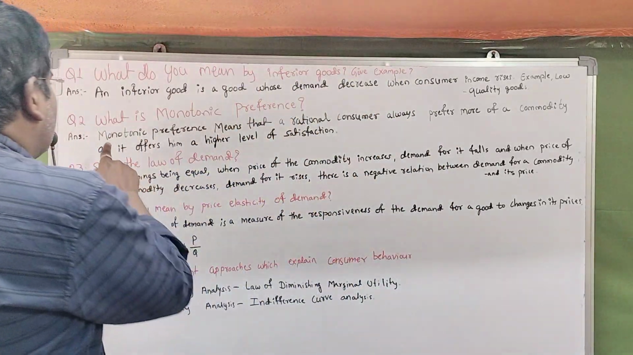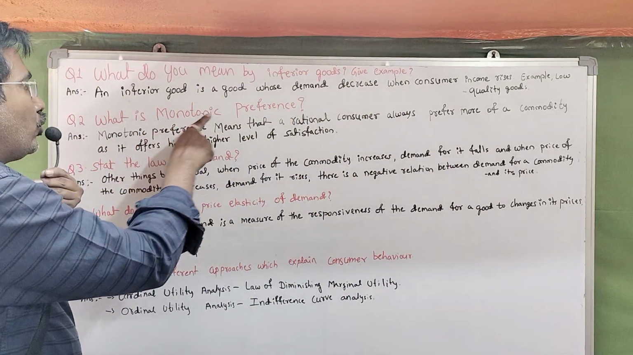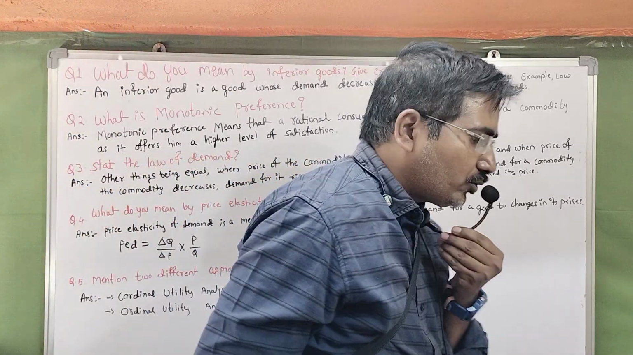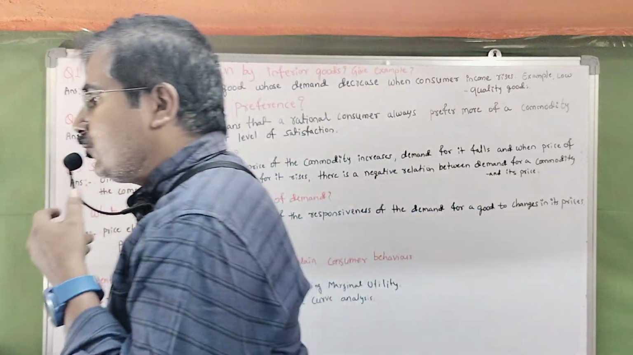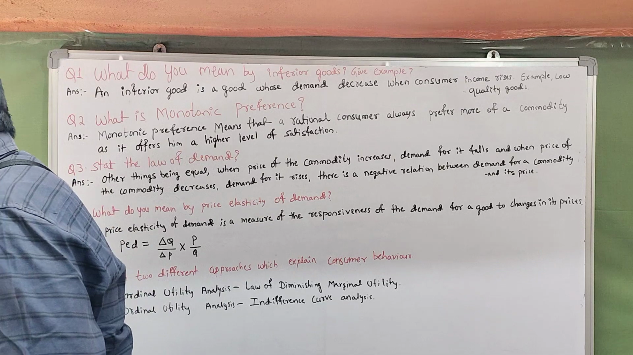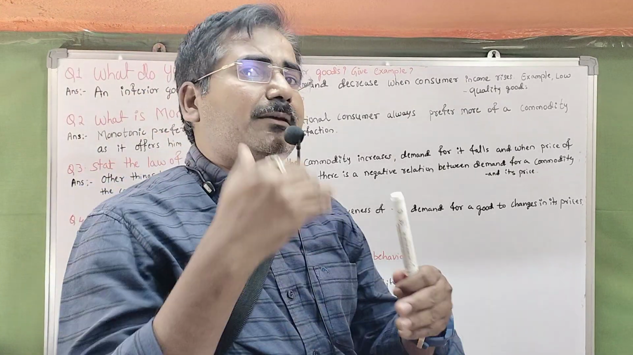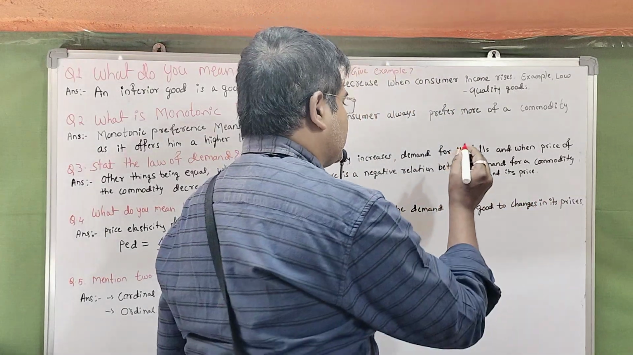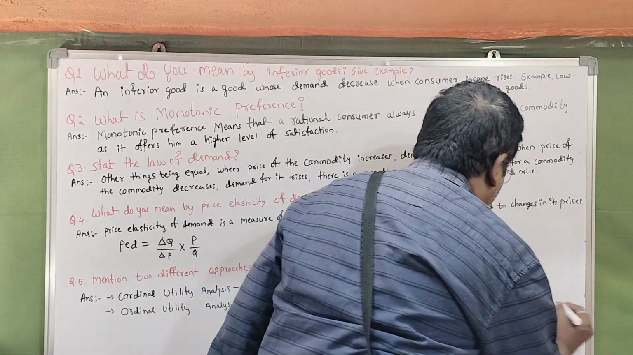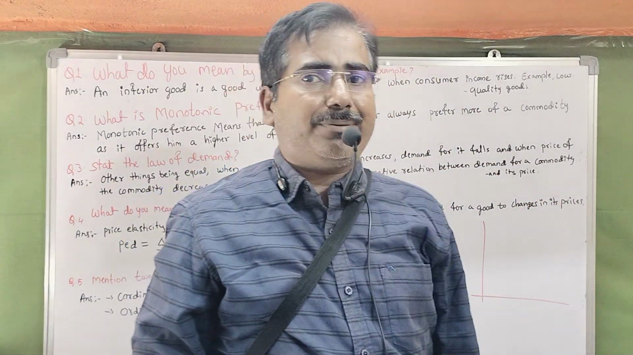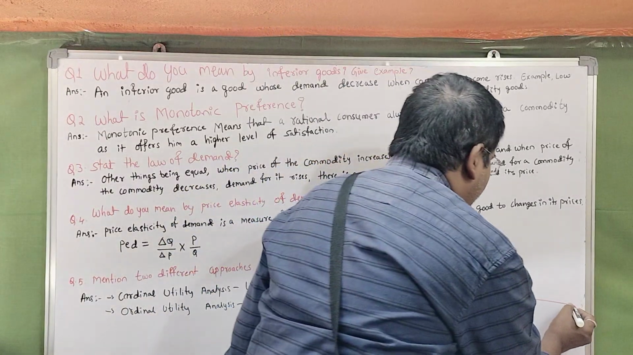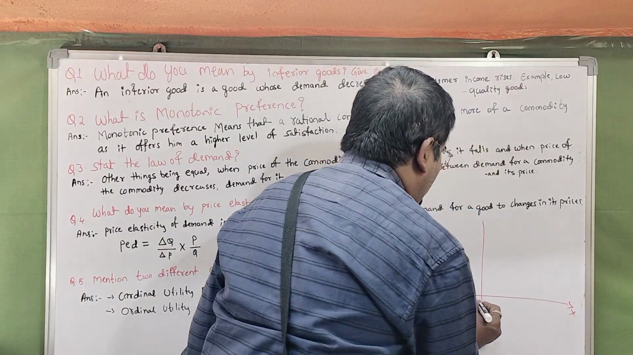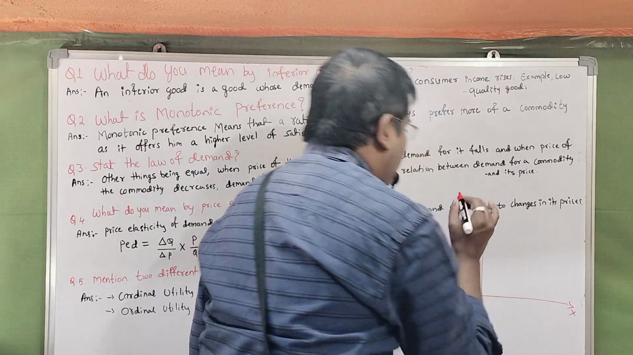Next one, dear students: what is monotonic preference? Monotonic preference is about how a consumer prefers. In 4 marks questions it comes with the indifference map, which we use as a helpful diagram.